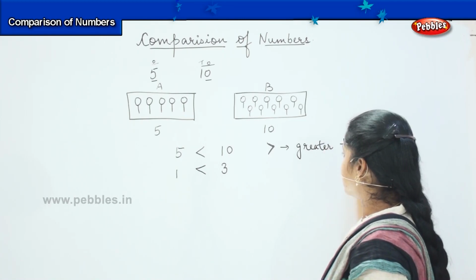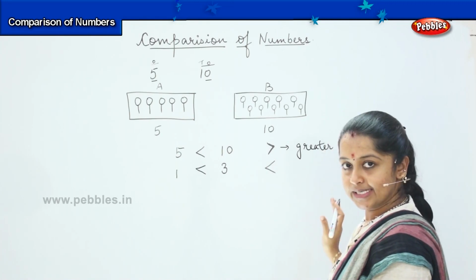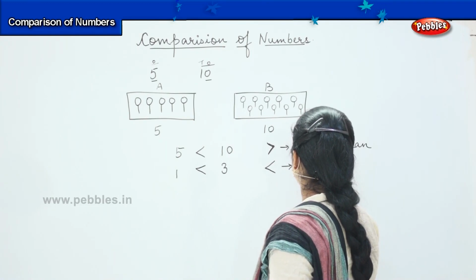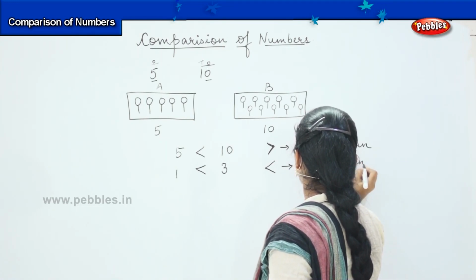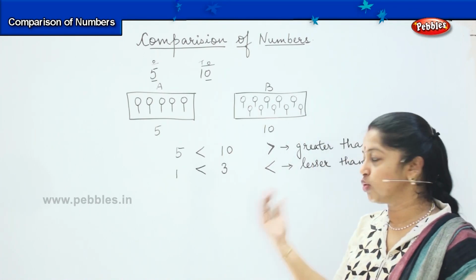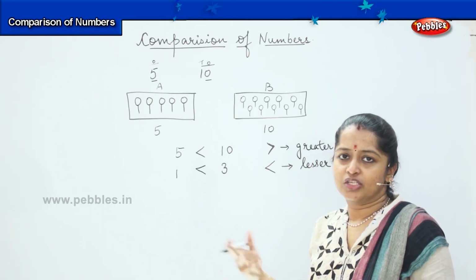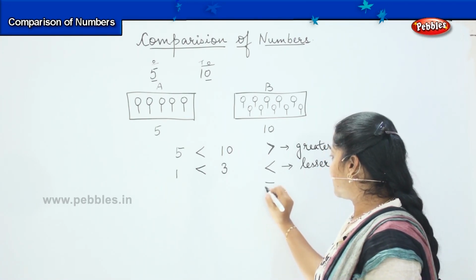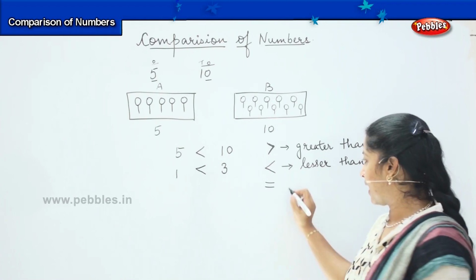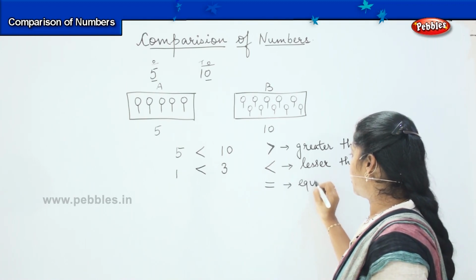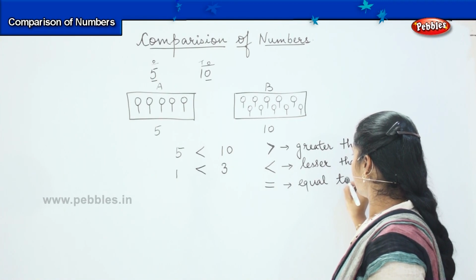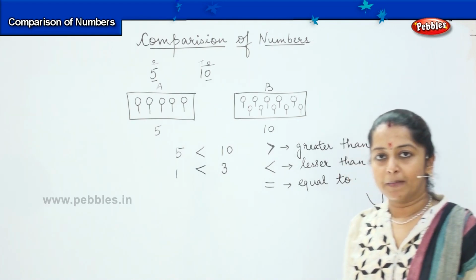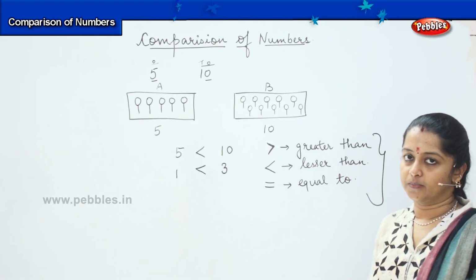Okay. If your symbol is placed towards your right hand side, then it is called lesser than. And if I have two numbers which are the same, there is no need to compare because both are the same, then we use this symbol, and this is called equal to. Okay. So these are the basic things which you need to keep in mind while comparing numbers.